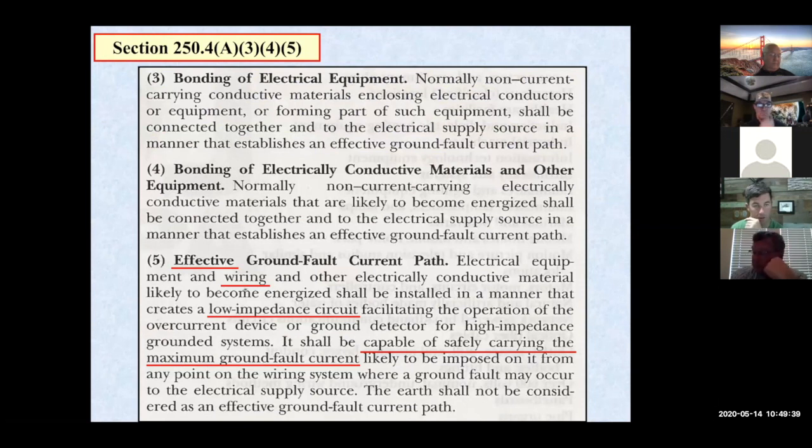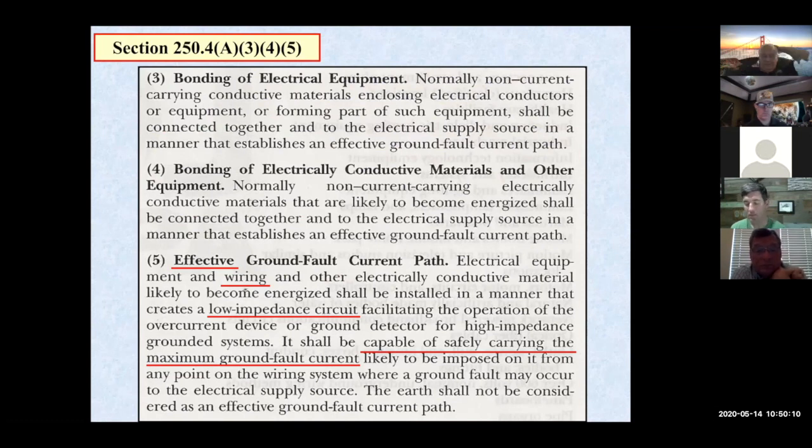250.4A, 1, 2, 3, 4, 5. Now, we missed 1 and 2, but grounding and bonding, information about that is listed in 250.4. You can look this up on the computer, but like bonding of normally non-current carrying conductors that may be in a conduit system. 4, bonding of conductive material that are just likely to become energized.